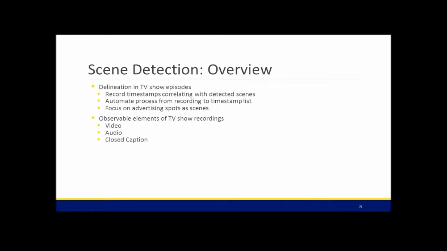To give a brief overview of how our scene detection algorithm works, it records timestamps correlating with detected scenes, and does this in an automatic process, going from a video file to a timestamp list. We focus on advertising spots as scenes for our algorithm and use three significant aspects of TV recordings: closed captioning, video, and audio.